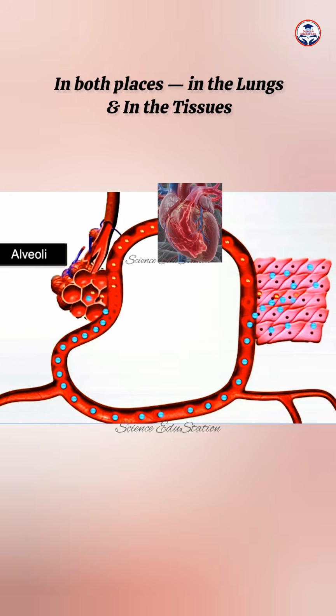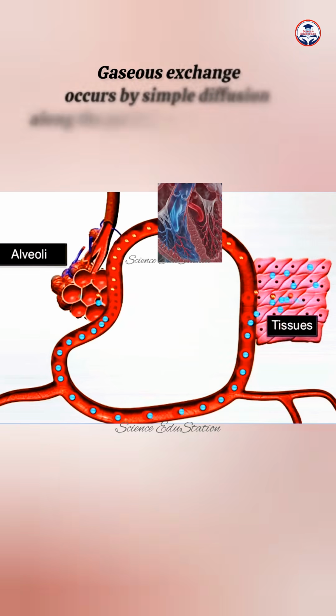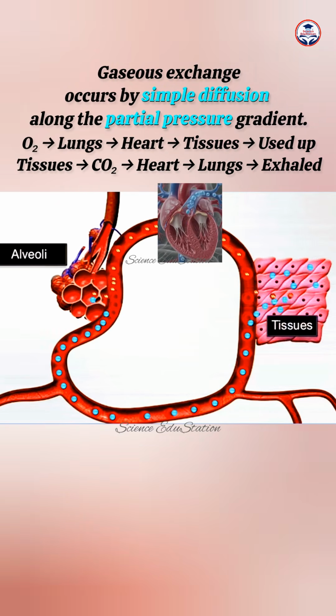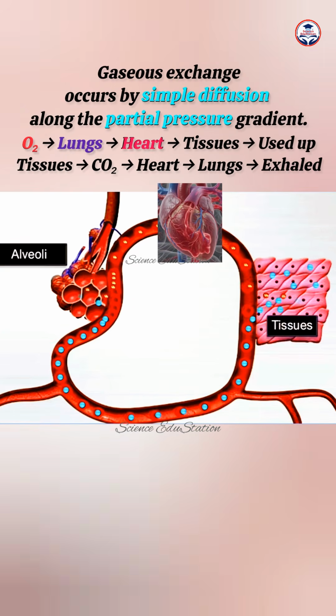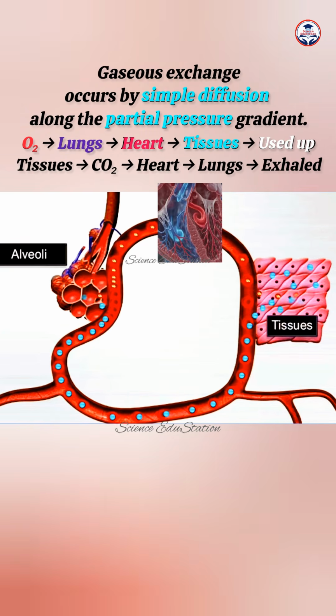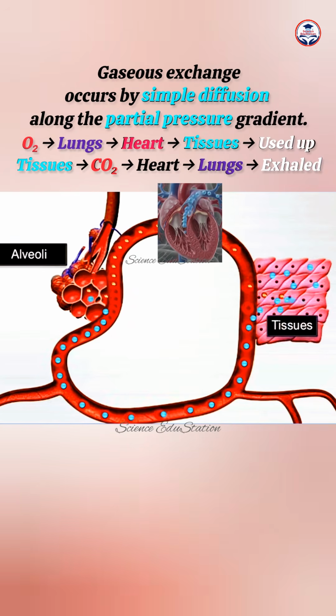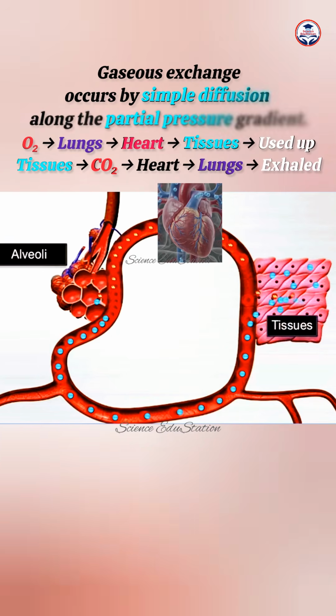So in both places, in the lungs and in the tissues, gases move by simple diffusion along the partial pressure gradient. In simple words, oxygen is loaded in the lungs, carried by the blood to the tissues, and used up there. Carbon dioxide is picked up from the tissues, carried back to the lungs, and exhaled. That is the complete mechanism of gaseous exchange.